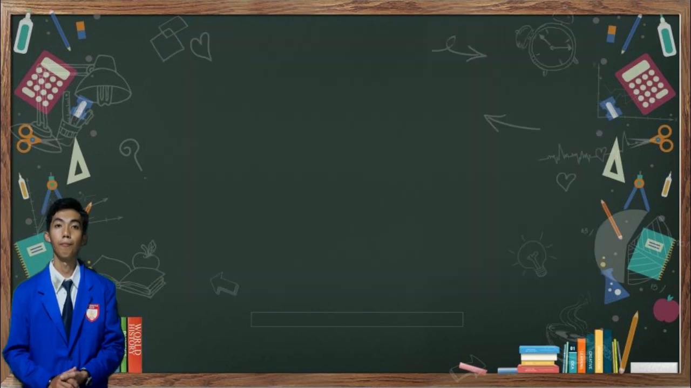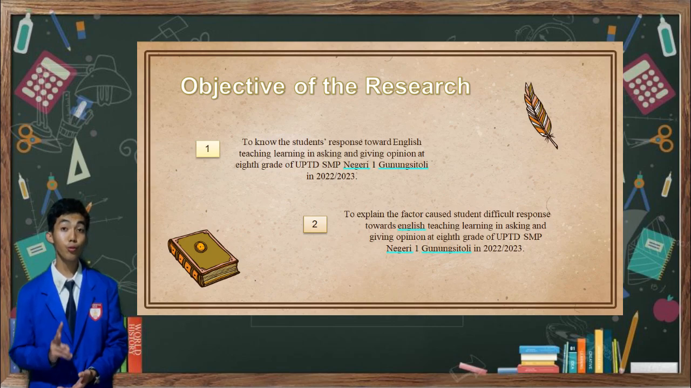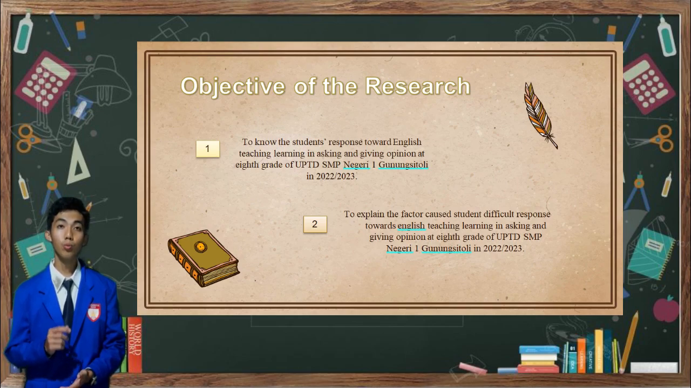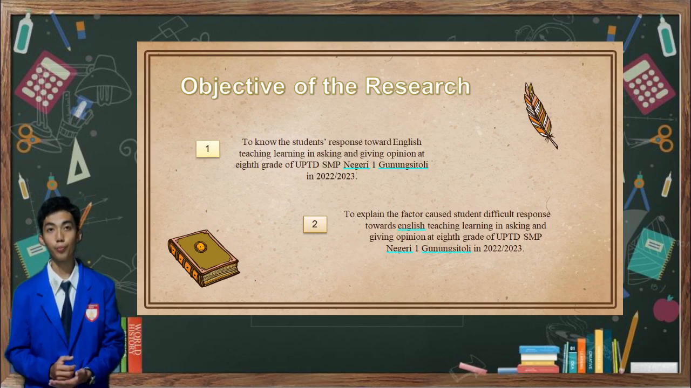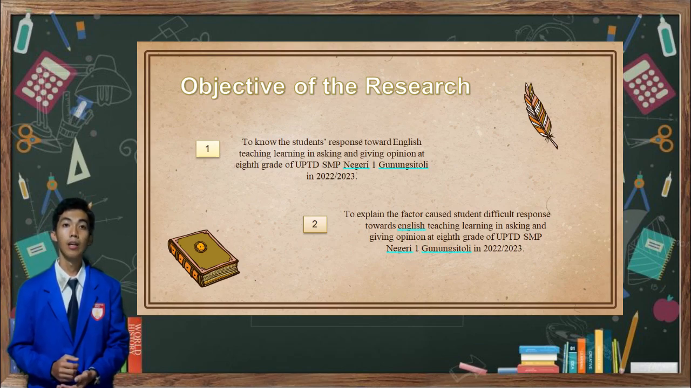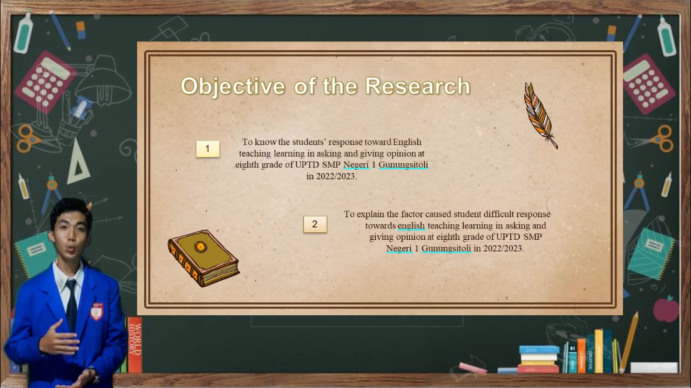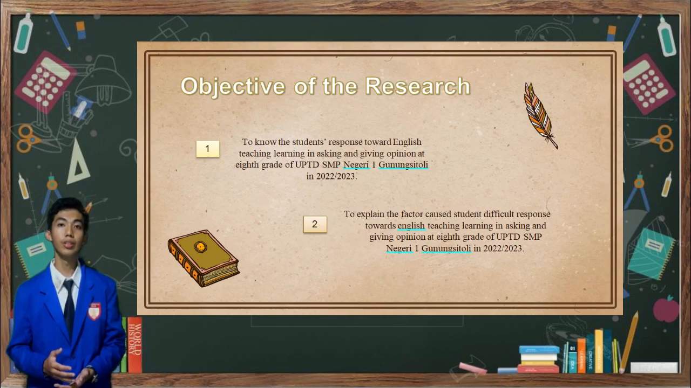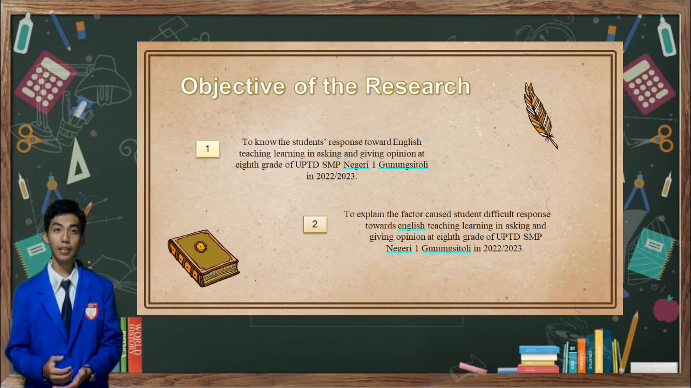So, the objective of the research has two points. The first is to know the student response toward English teaching learning in asking and giving opinion at A grade of UPTD SMP Negeri 1 Gunung Sitoli. And the second is to explain the factors causing student difficulty in responding toward English teaching learning in asking and giving opinion at A grade of UPTD SMP Negeri 1 Gunung Sitoli in 2022 and 2023.